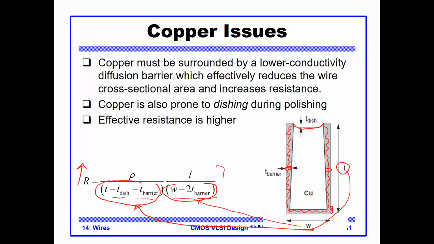So our formula now is resistivity times length, divided by the updated thickness, divided by the updated width of the wire.